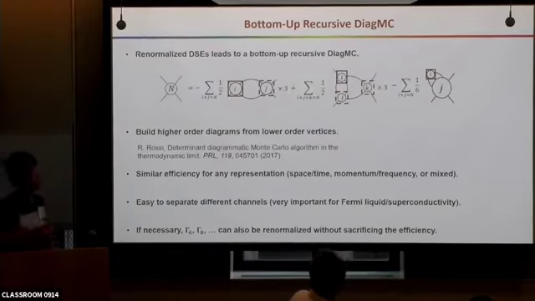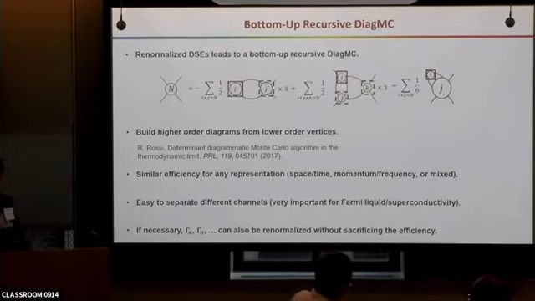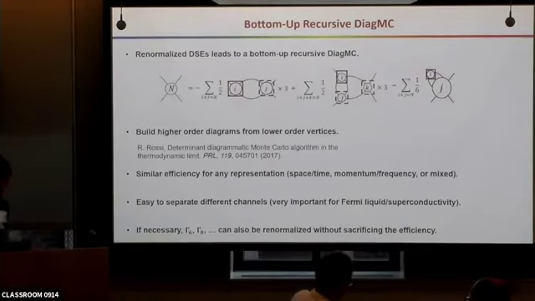You can use this as a recursive relation to calculate the weight, to sum the weight of all diagrams. Basically, you can calculate the weight for all diagrams in this box and all diagrams in this box, and then combine them. So you do not need to know what diagrams are generated. And so this is a recursive algorithm to calculate these diagrams.